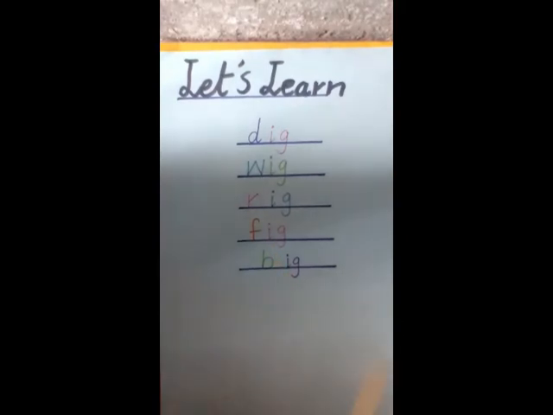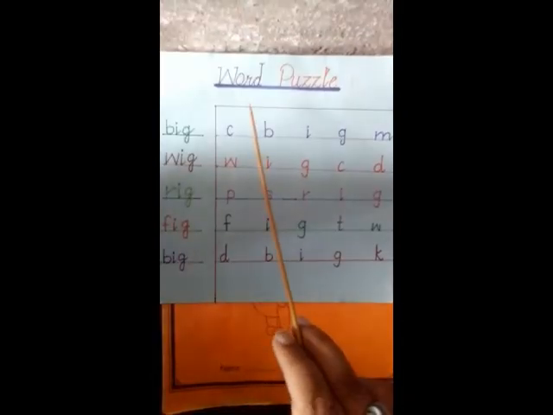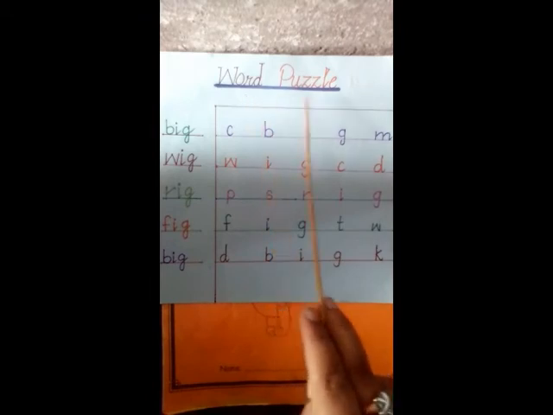So students, you are going to blend these sounds and read the words in your daily practice. Now it's time to solve the word puzzle. Now we will play a game. You have to guess the correct rhyming words. If your answer is correct, give yourself a star, just as it is shown. Bingo. So let's begin with the game.